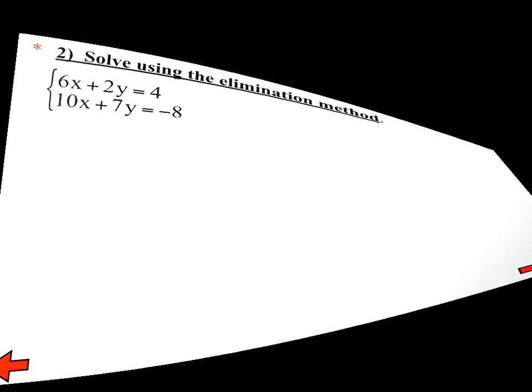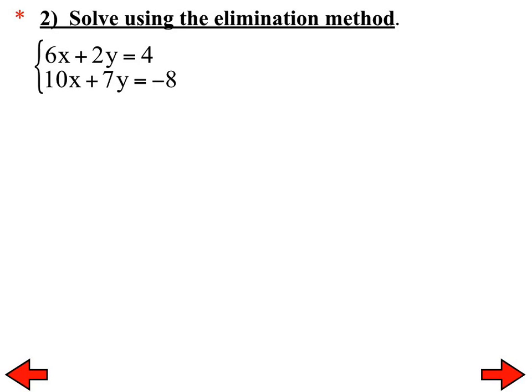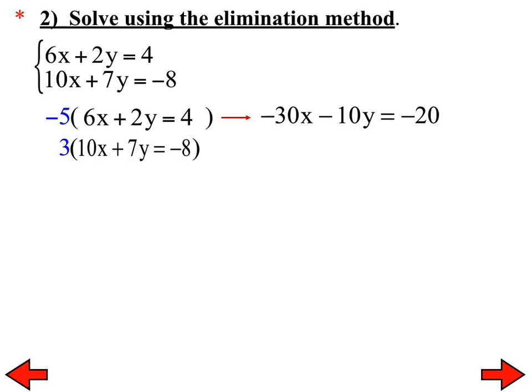Everybody try number 2. Much work, but let's take a look at this. I am rewriting it, and then I am going to multiply the top equation by -5 and the bottom one by +3. And when I do that, you can see that my x's are canceling out. You're going to have to do a little bit of thinking and make a decision on what you want to get to cancel out.